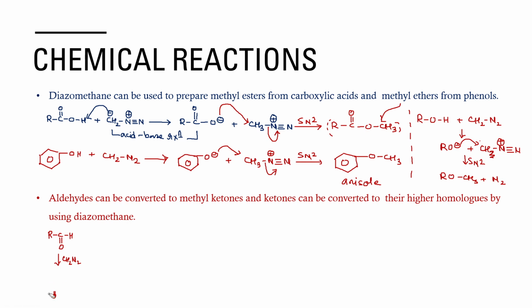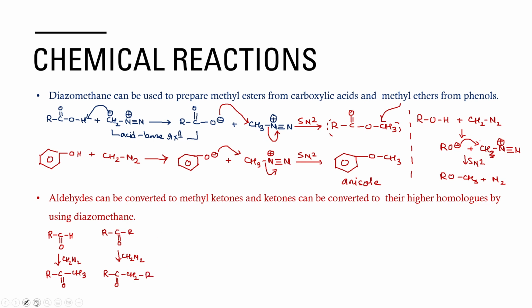Just write a little above. If you use any ketone like RC double bond OR, some R is written, and you react this with diazomethane, then you will get the higher homologue. Higher homologue means a CH2 will get inserted between the carbonyl and the alkyl group.